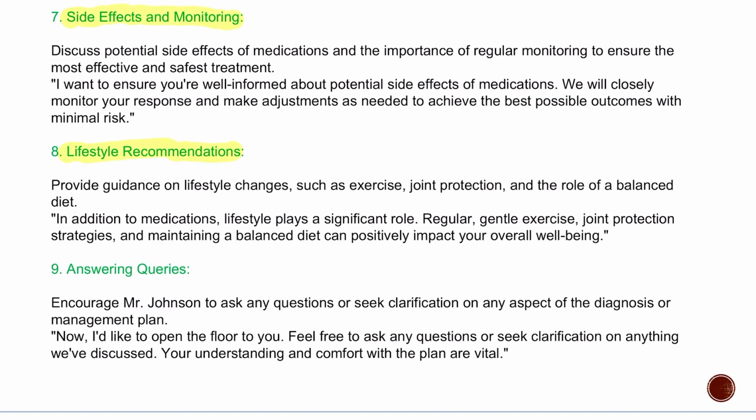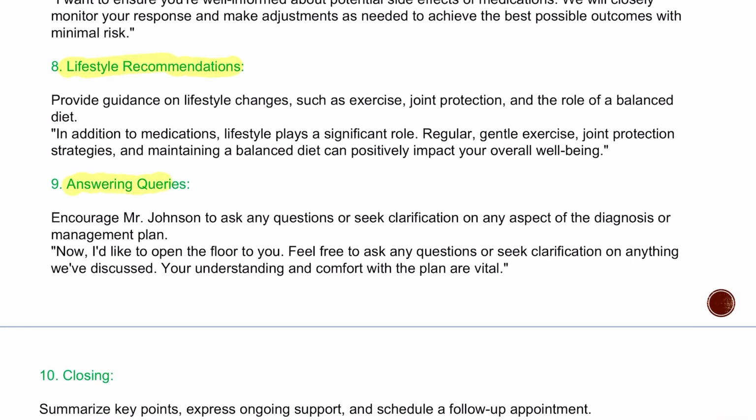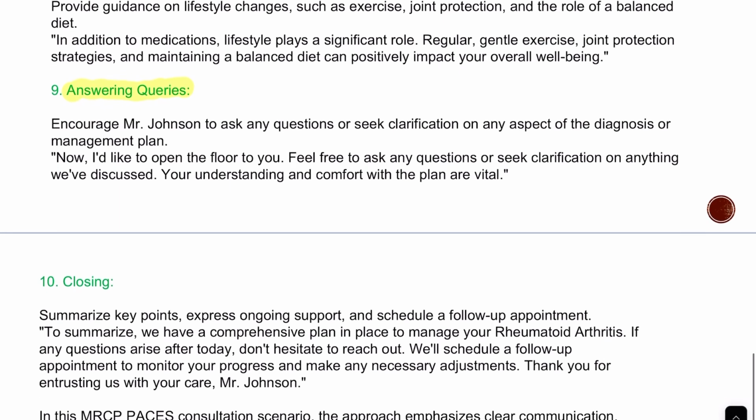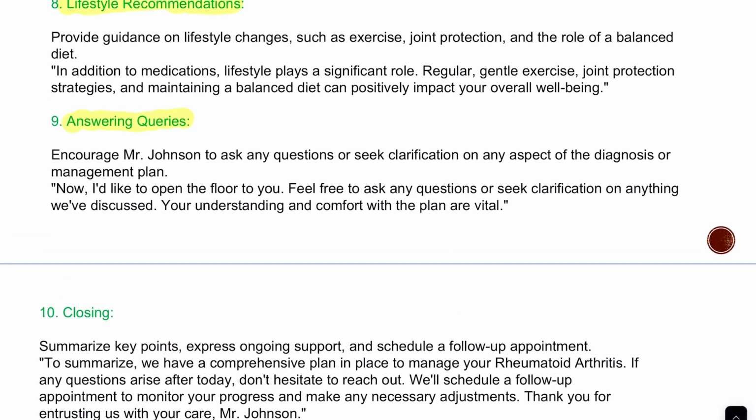And finally, answering any questions. So encourage Mr. Johnson to ask any questions or seek clarifications on any aspect of the diagnosis or management plan. Now, once you have discussed the lifestyle recommendations or the medicine, again you give another chance to the patient so that if they have any questions, they can ask now. So now I'd like to open the floor to you. Feel free to ask any questions or seek clarification on anything we discussed. Your understanding and comfort with the plan are vital.